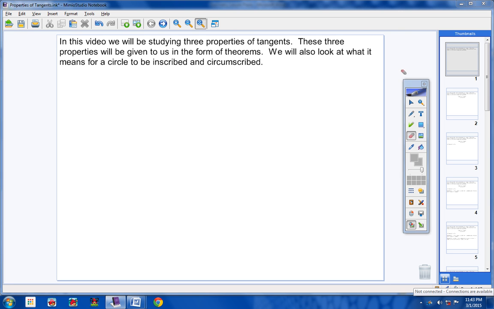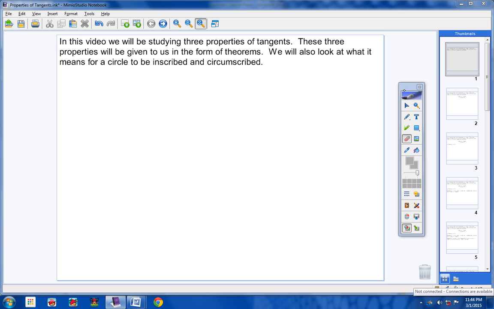Okay, geometry students, in this video, we will be studying three properties of tangents. Three properties. Now, these three properties will be given to us in the forms of theorems. We will also look at what it means for a circle to be inscribed and circumscribed.